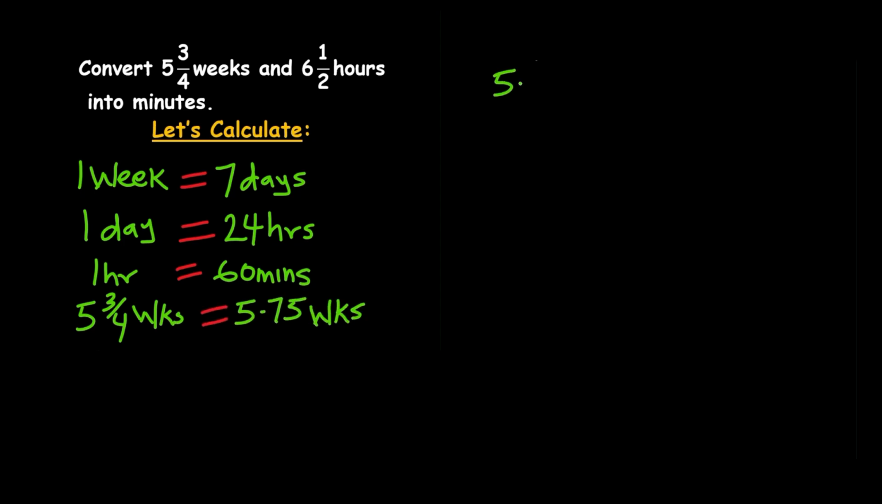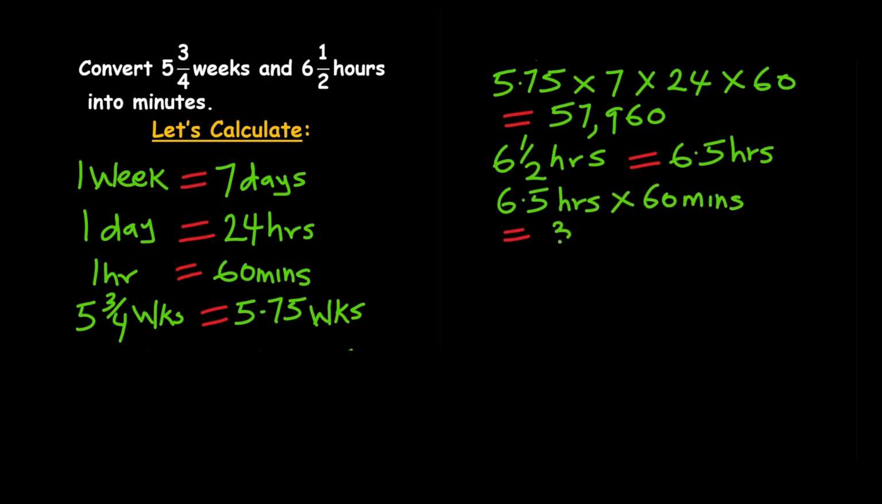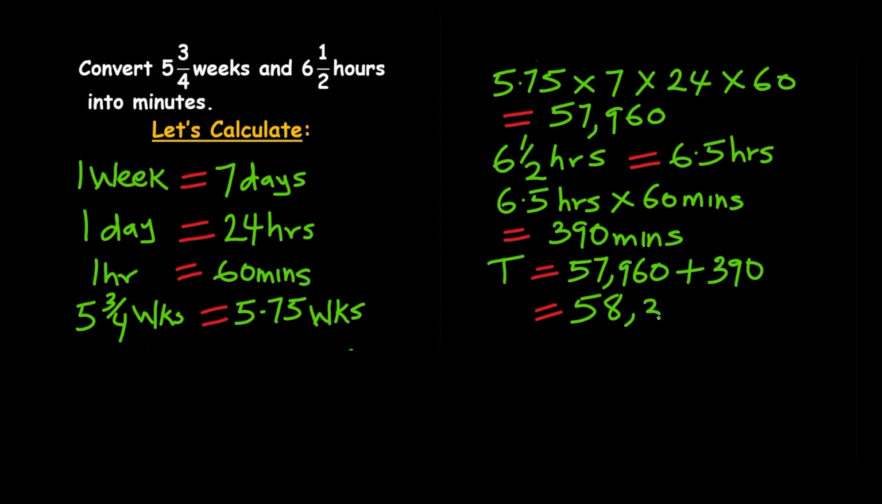Multiply 5.75 weeks times 7 days times 24 hours times 60 minutes equals 57,960 minutes. Next, 6½ hours is the same as 6.5 hours. Multiply 6.5 hours times 60 minutes equals 390 minutes. Add those together and the total time is 57,960 minutes plus 390 minutes, which equals 58,350 minutes. That's the total time in minutes.